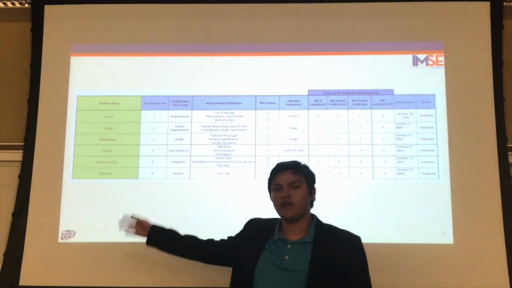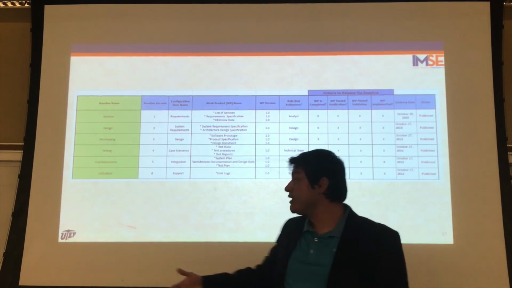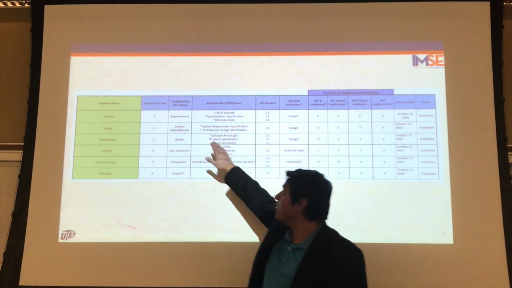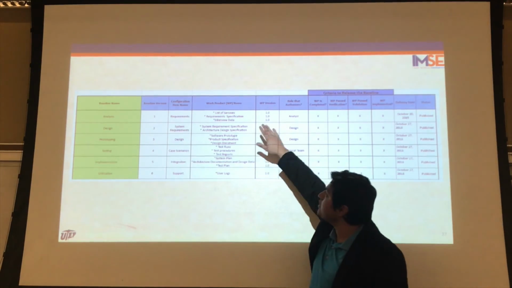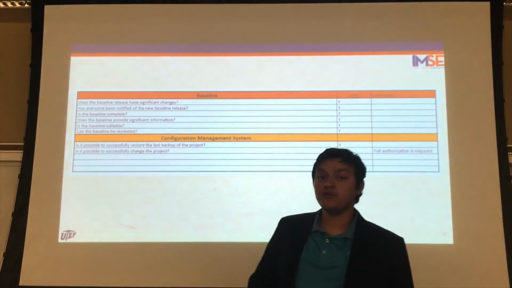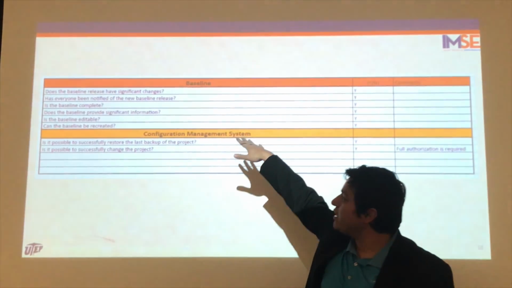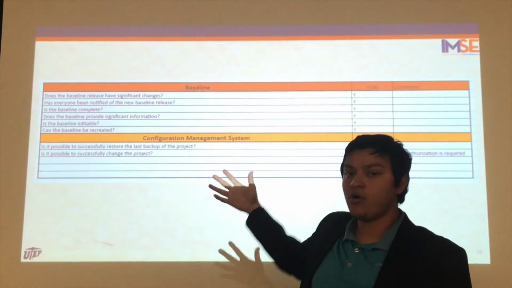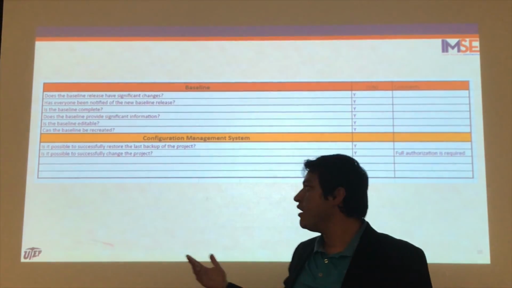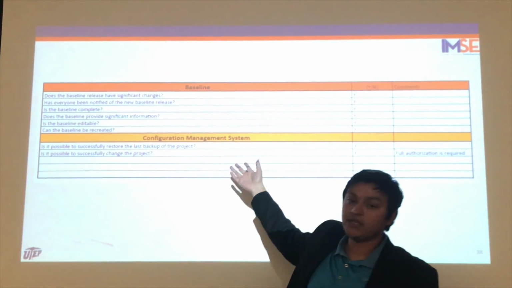Then we define the name of the baselines and when we're going to make a new baseline, which items we're going to use and which work products we're going to use. Then we will have to use a way to audit our baselines. In this case, we write certain questions to probe our baseline, whether it's good or not. And we also ask a couple more questions about our configuration management system.